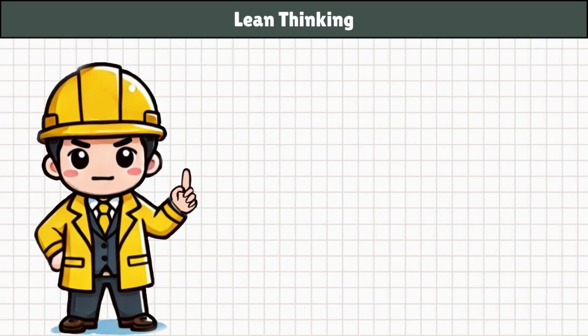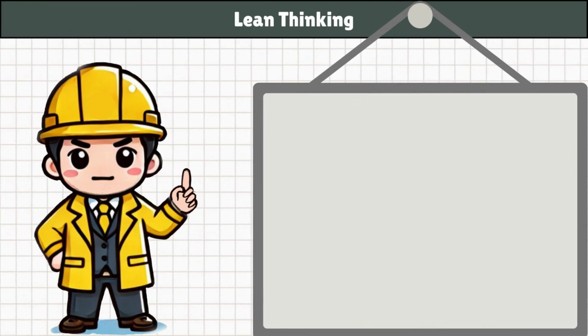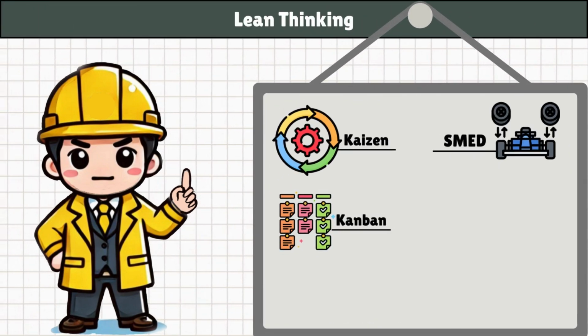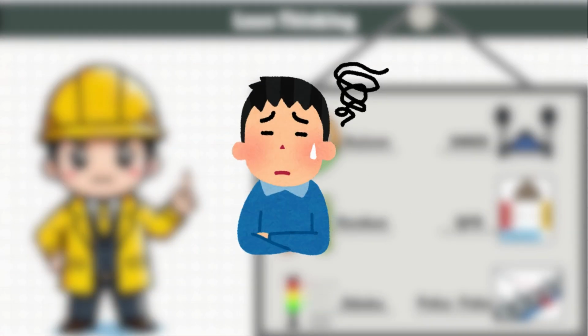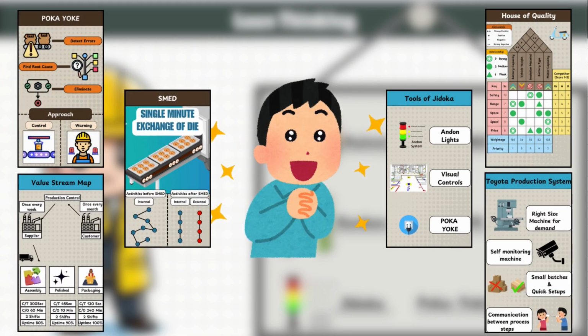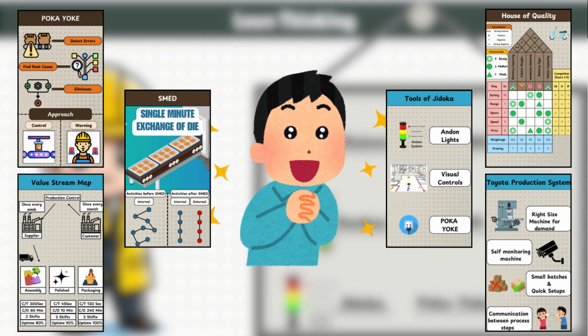There are various systematic lean techniques used to eliminate this waste, some of which are Kaizen, Kanban, SMED, Poka-Yoke, and many more. If you are new to lean thinking, don't worry, we have separate videos covering each technique. Do check them out by clicking the link above.